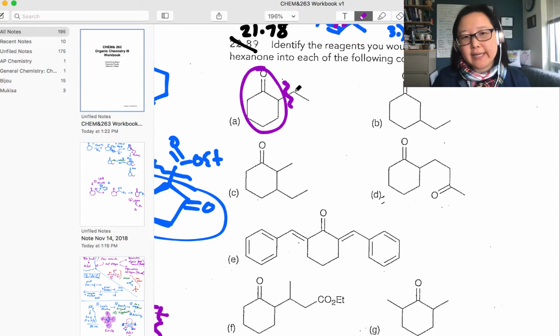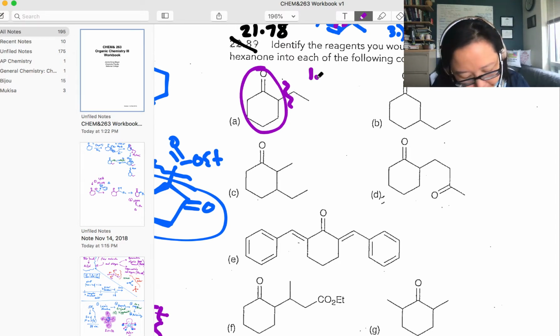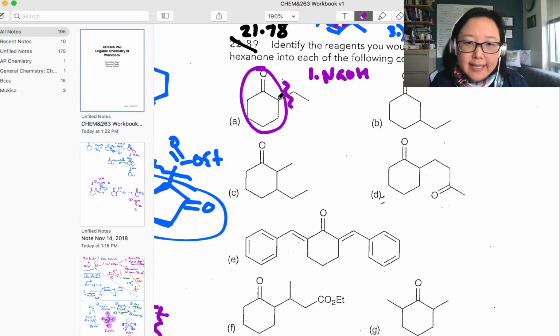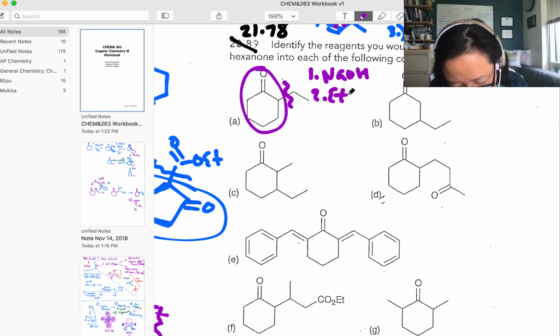What compound do I need to do that? So the reagents I need to go from cyclohexanone to this ethyl cyclohexanone would be maybe NaOH or LDA, some kind of base to create an enolate here. And then I need an ethyl, maybe ethyl halide, something like that.